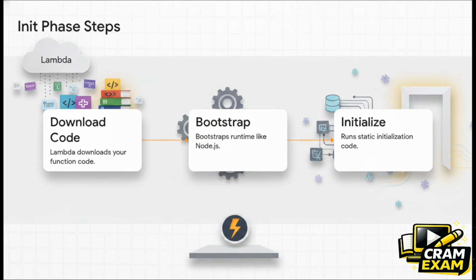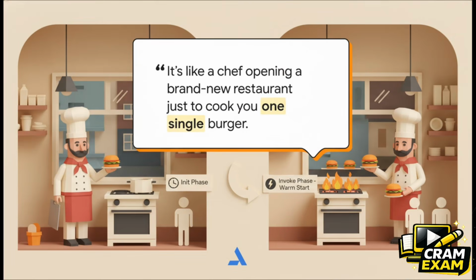But here's the kicker. When it finishes, Lambda doesn't just destroy the environment, it freezes it. Think about that. It's like a chef opening a brand new restaurant just to cook you one single burger. That is the init phase, and it takes time. But if a second customer walks in right after you, well, the kitchen is already open, the grill is hot, the chef just cooks the burger. That's the invoke phase on a warm start. Lambda bypasses the init phase entirely and jumps straight into your handler.